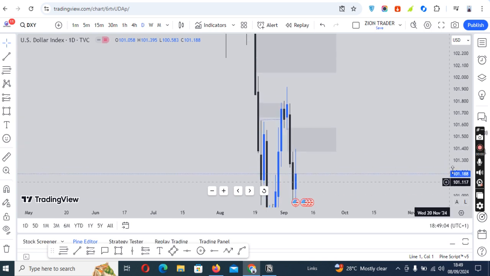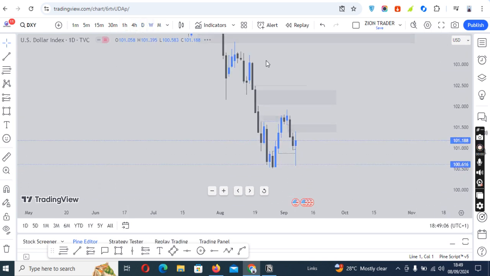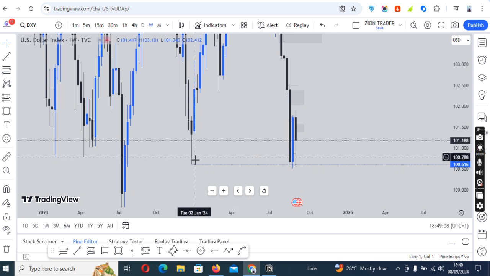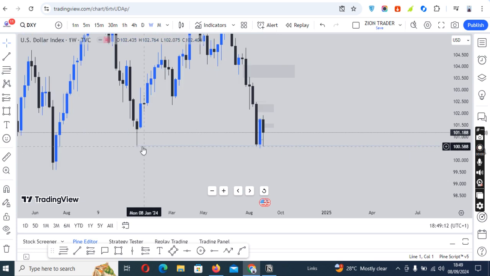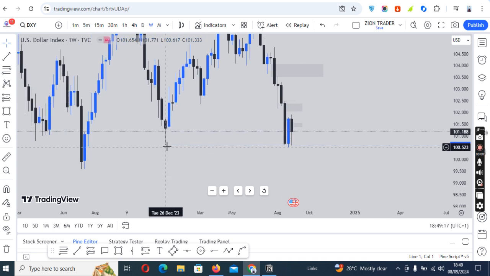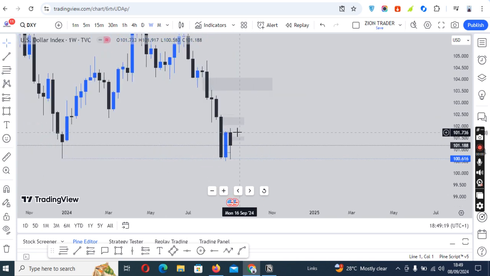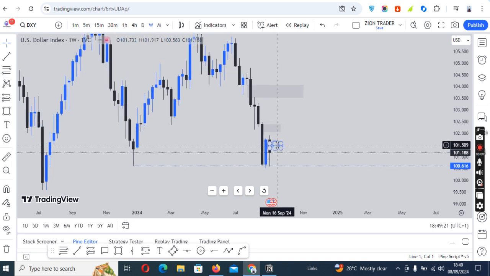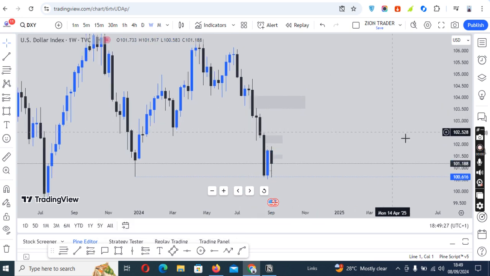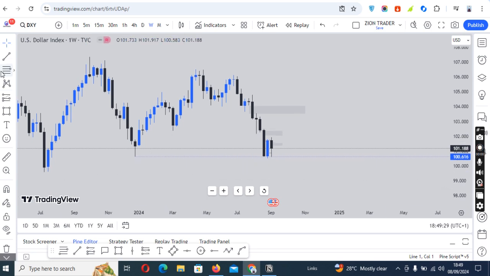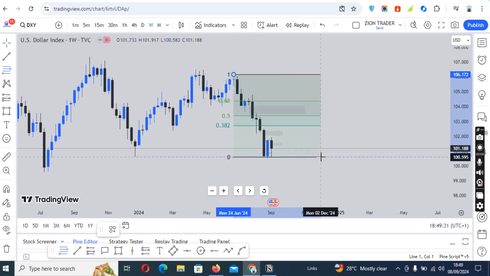Anyways, I want you guys to put this at the back of your mind. Let's come to the weekly time frame. Price has taken out this weekly, what is it called, guys? External range liquidity. So price can actually start a deeper retracement, guys, into this fair value gap here, and at least into 50% of this range. Let's use our Fibonacci from here to here.